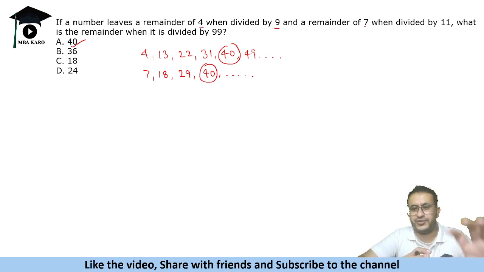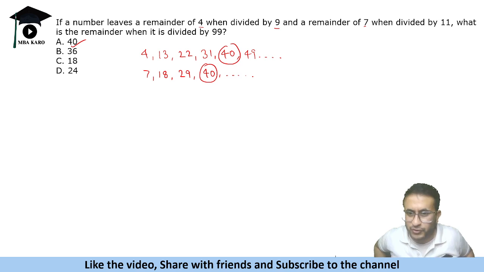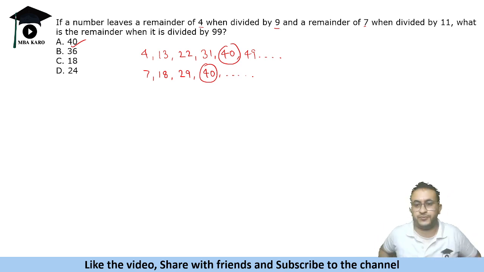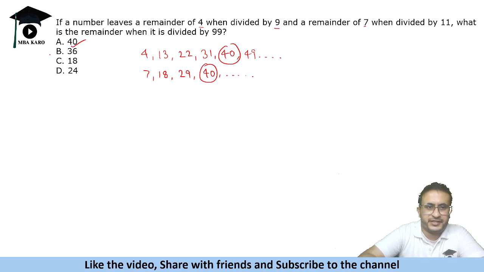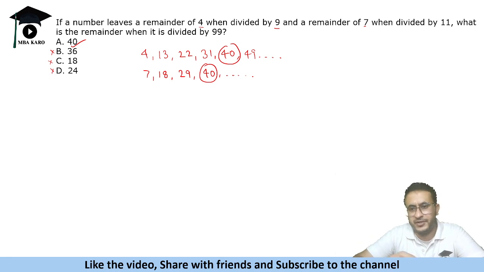Okay. So this was a straightforward question. Even if you do not know Chinese remainder theorem, for this question you could have answered by looking at the options. 4 when divided by 9. Okay. So this is divisible by 9. Okay. This is also divisible by 9. This gives a remainder of 6. So the options made it super simple. So you need to be vigilant with the options also.